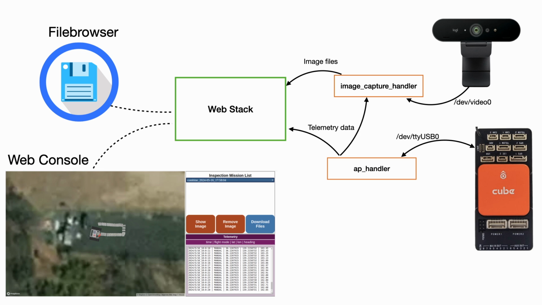The web stack is just simple HTML and JavaScript with WebRTC for real-time data communication. On the web console, there will be a map showing the robot location, and we can select which combined image we want to show. And if we click on download files, it's going to lead directly to a file browser application, and we can download the files to our computer for later analyzing.